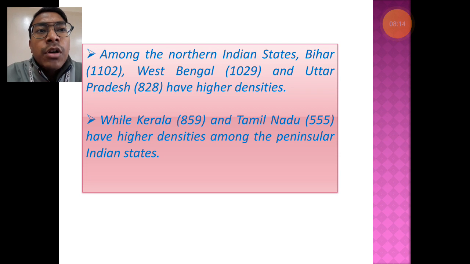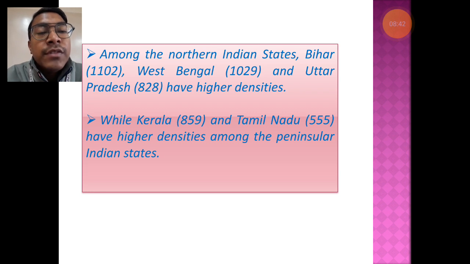Among the northern Indian states, the states like Bihar, West Bengal, and Uttar Pradesh have higher densities. Basically, these are the states where the population is also higher. As per the area they occupy, the density of population is also higher in these states, because a higher concentration of population can be found here.